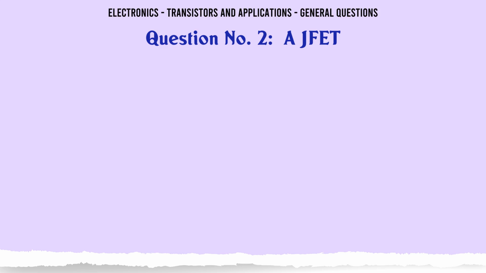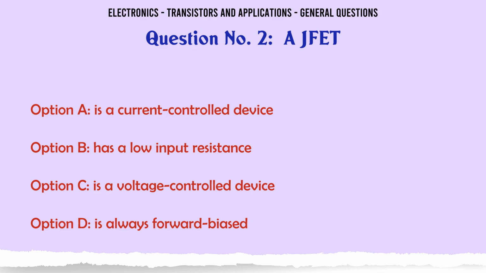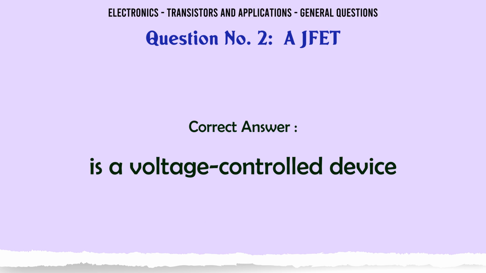JFET. A is a current-controlled device. B has a low input resistance. C is a voltage-controlled device. D is always forward biased. The correct answer is a voltage-controlled device.